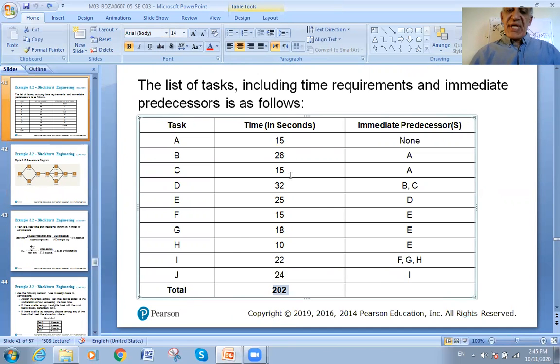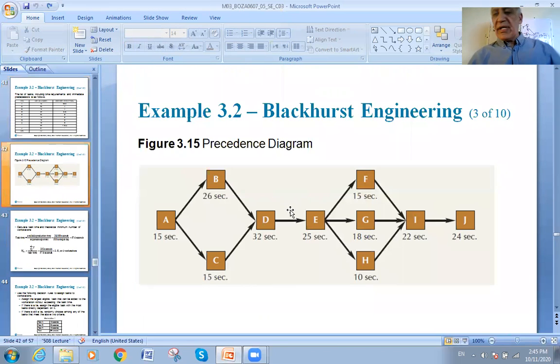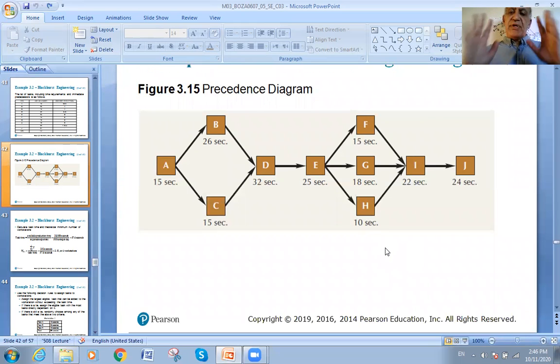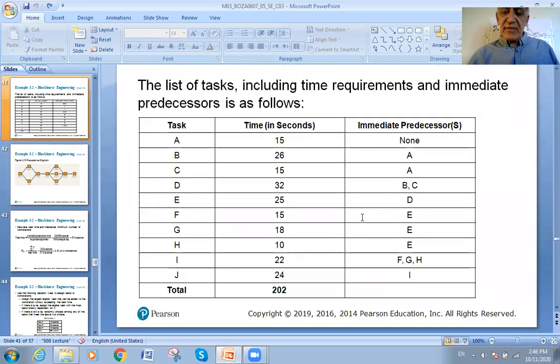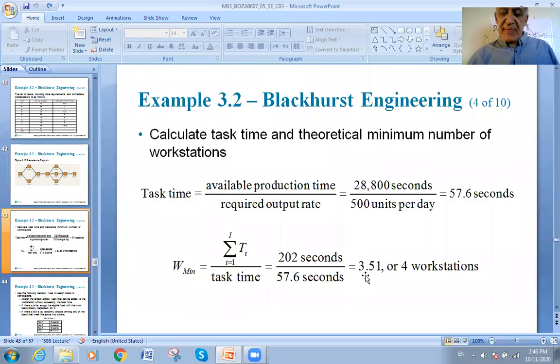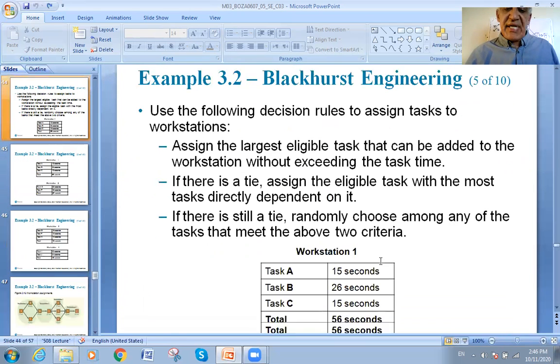This one is the time for all the phases, for all this chart. You add 15 plus 26 plus 15 plus 32 plus 25 plus 15 plus 18 plus 10 plus 22 plus 24, and it will give you 202. So what we did again, we have four stations. We got it from phase one, it's 3.51. When we calculated 3.51, we said there is nothing called 3.51 stations. There must be four stations. We took the four stations to get the idle time.